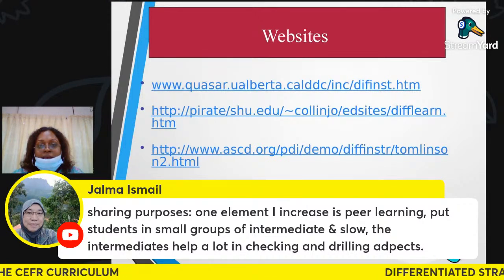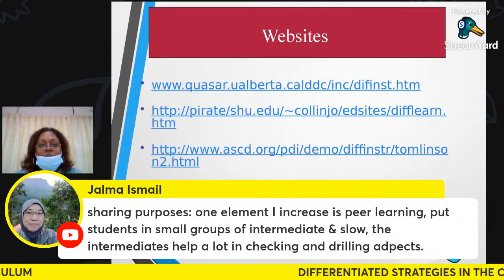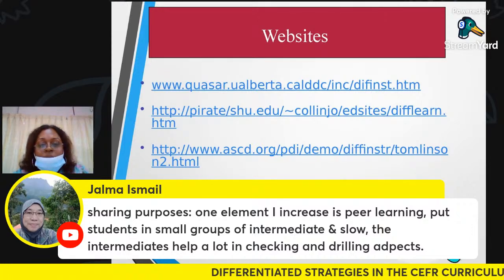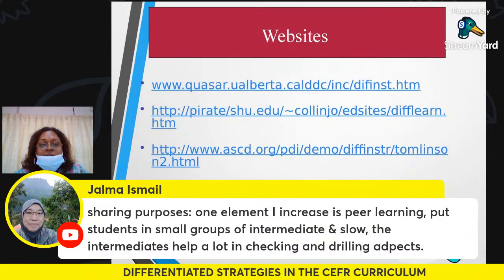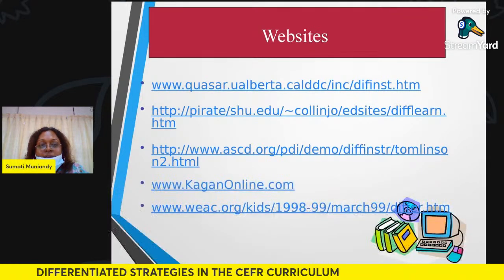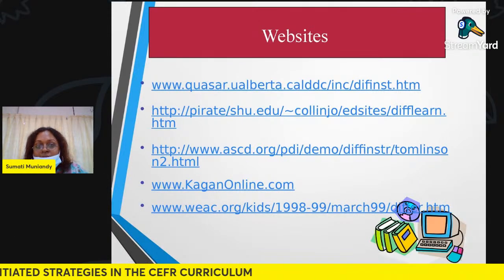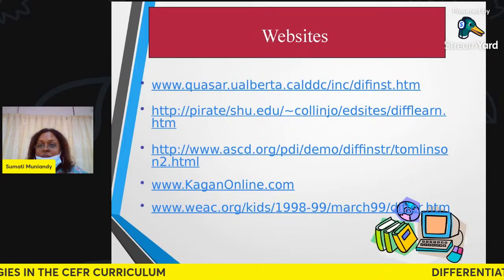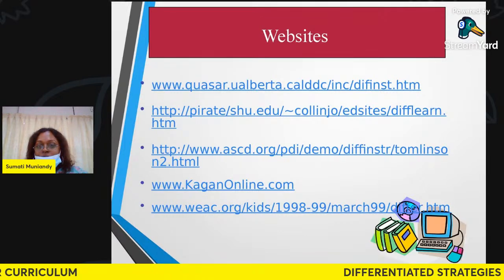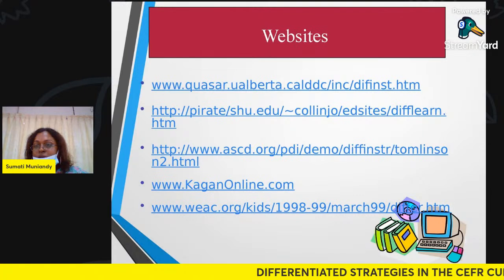One element I increase is peer learning. Put the students in smaller groups. Yes, peer learning works. Anything else, teachers, you would like to share or ask me before I end my session today?